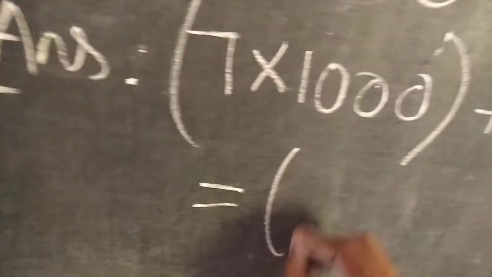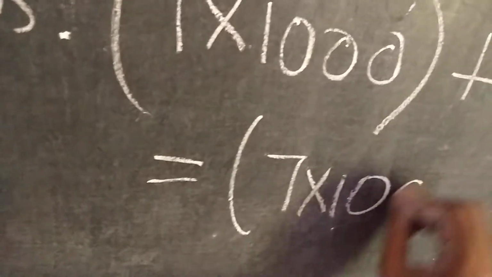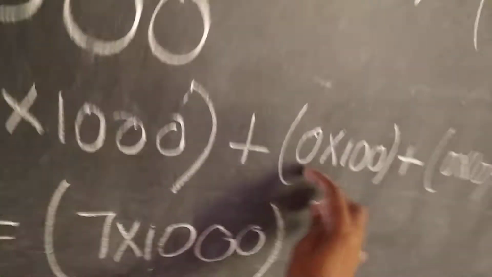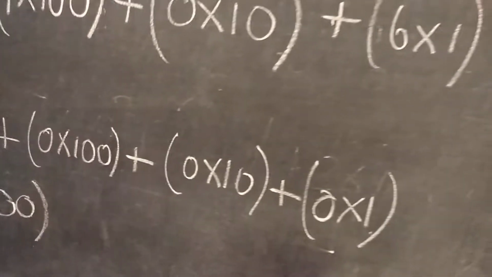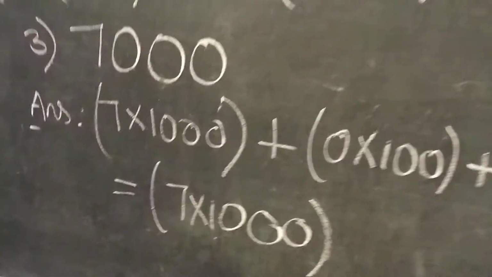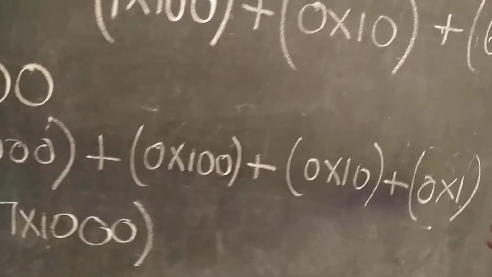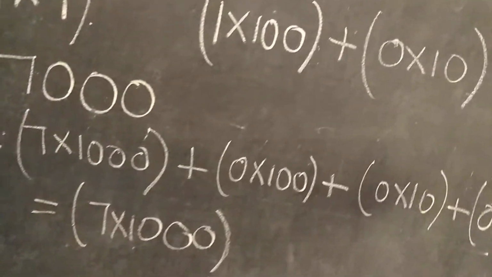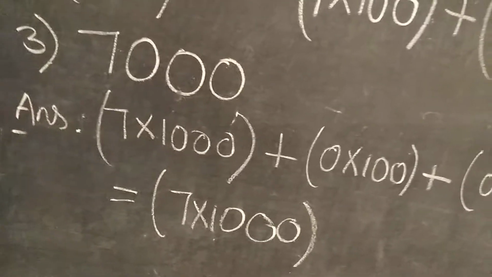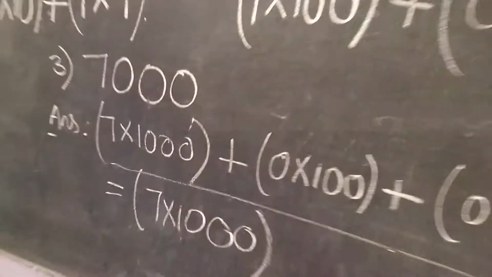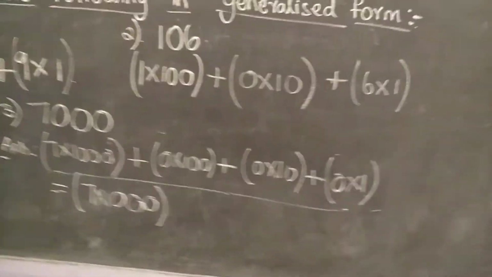Or we can just write 7 into 1000 only, because anything multiplied with 0 is 0 only, isn't it? We can just write only 7 into 1000. If you write like this also, there is nothing wrong in that. But you can write like this also. So this is the generalized form for the number 7000.